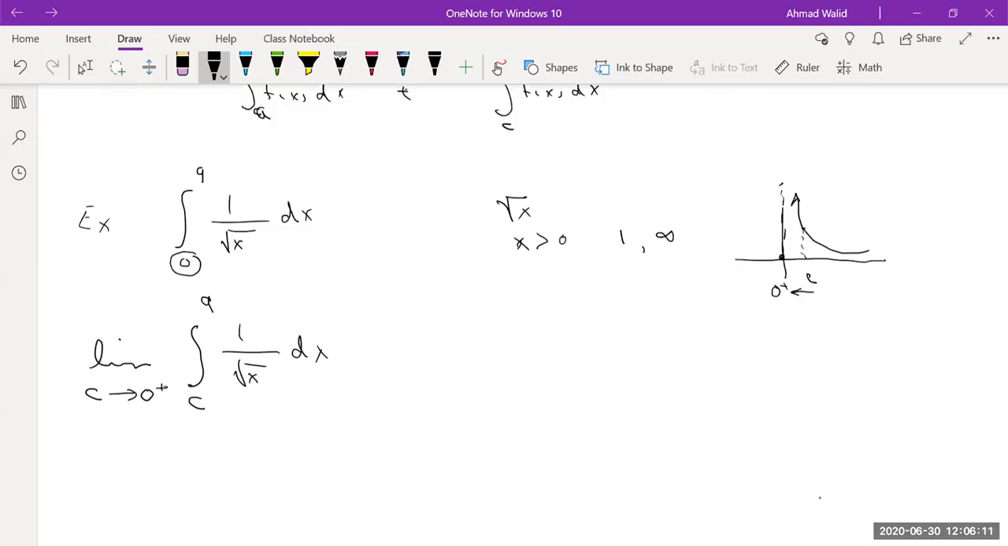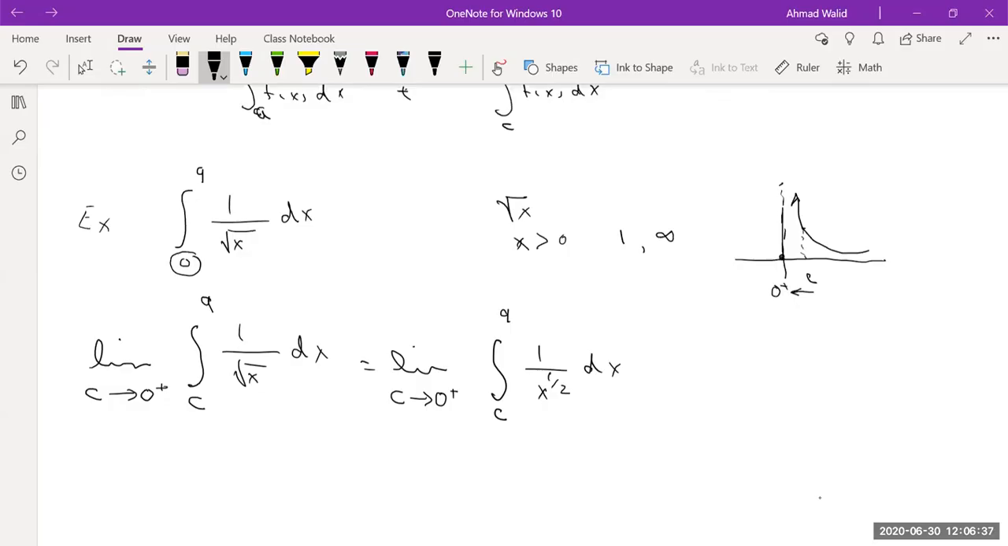How to find the integral of 1 over square root of x. Now limit, C approaching 0 from the right, integral from C to 9. Instead of 1 over square root of x, you can write 1 over x to the power of 1/2 dx.